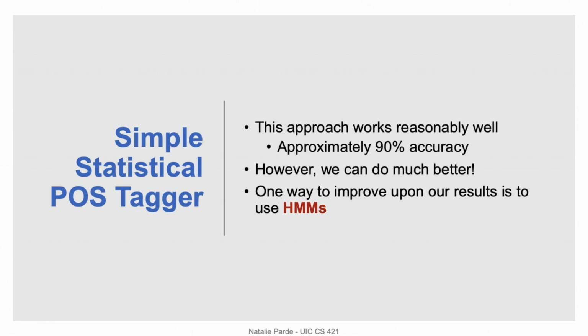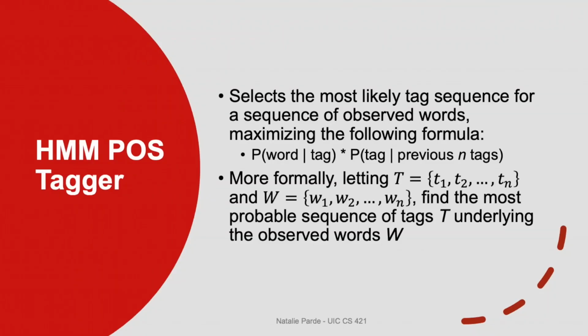One method that has been popular for this purpose in the past is using HMMs to predict part-of-speech labels. We learned about HMMs early on in this course, and an HMM part-of-speech tagger works by selecting the most likely tag sequence for a sequence of observed words. In doing so, it attempts to maximize the formula here. More formally, if you have states T corresponding to possible tags, and observations W corresponding to vocabulary words, you want to find the most probable sequence of tags T to underlie the observed sequence of words W.